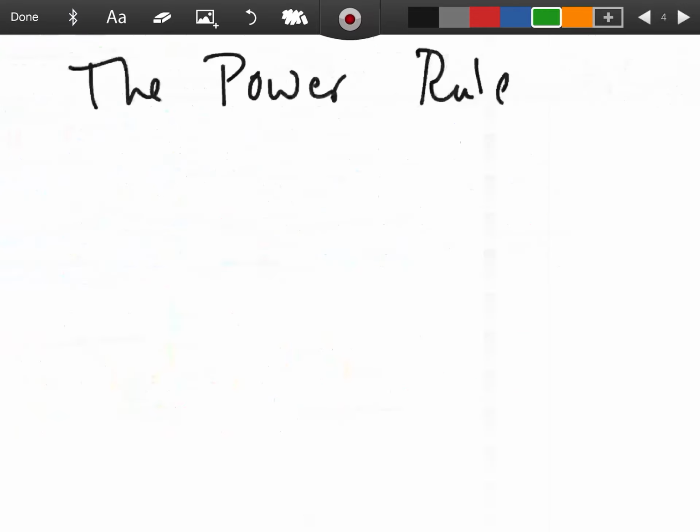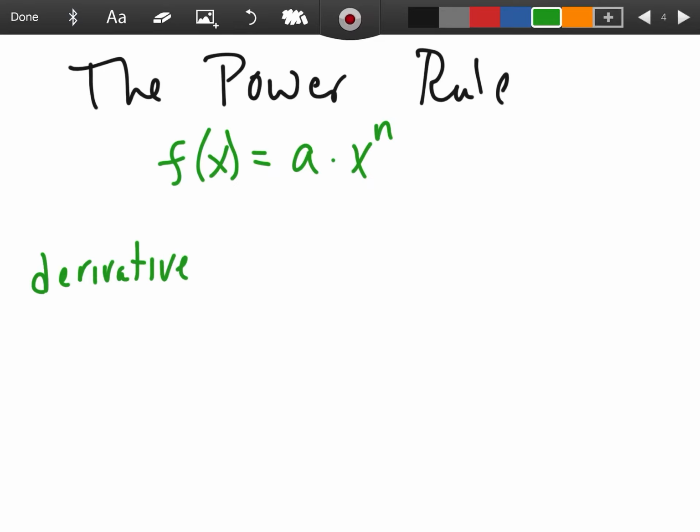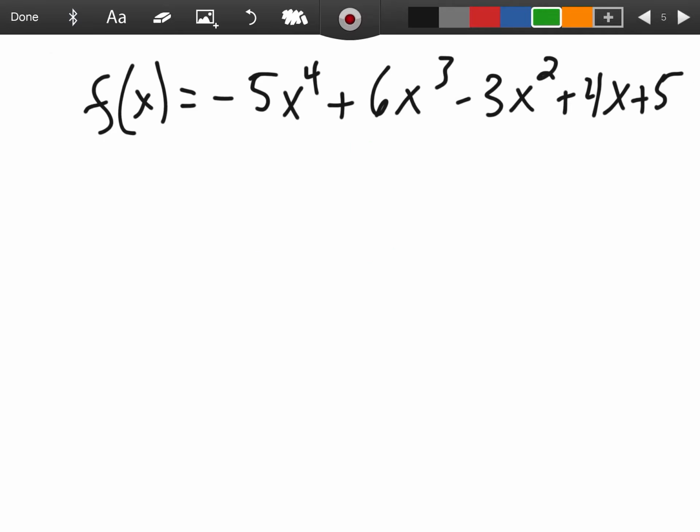All right, so for the power rule, if we have some function f of x is equal to a times x to the n, okay, the derivative of that is we are just bringing down the n, so multiply by n, and then drop n's power by 1. So the derivative would be equal to n times a times x to the n minus 1. Let's see that in action with this example. This would take us forever if we use the limit definition of a derivative.